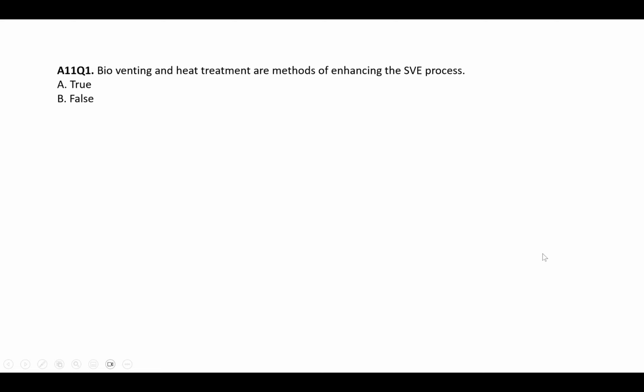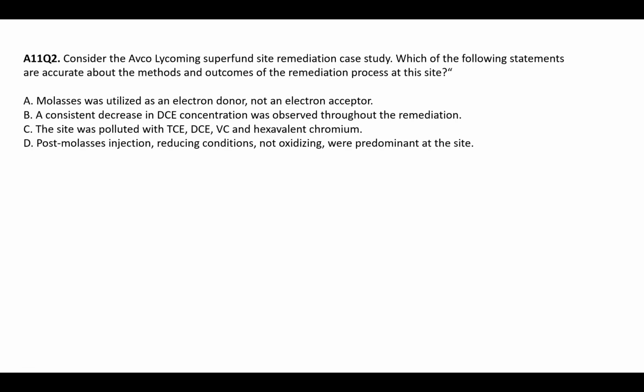So now let's move to the next question. Consider the AFCO Lycoming Superfund site remediation case study. Which of the following statements are accurate about the methods and outcomes of the remediation process at this site? A. Molasses was utilized as an electron donor, not an electron acceptor. B. A consistent decrease in DC concentration was observed throughout the remediation. C. The site was polluted with TC, DC, VC, and hexavalent chromium. And the last option, D: post molasses injection, reducing conditions, not oxidizing, were predominant at the site.